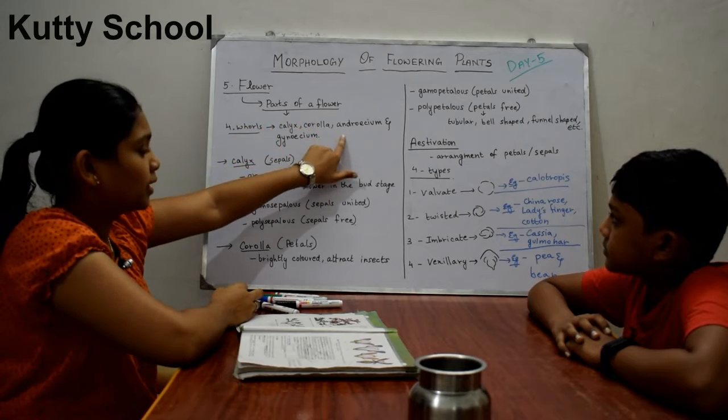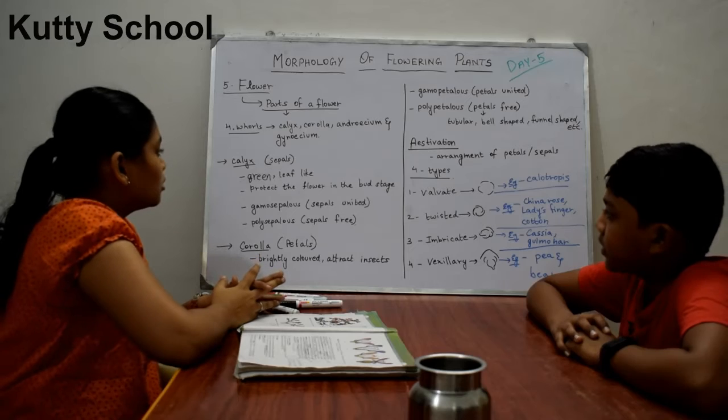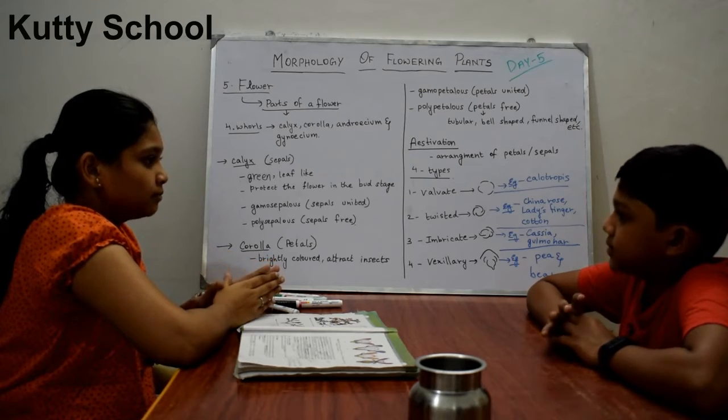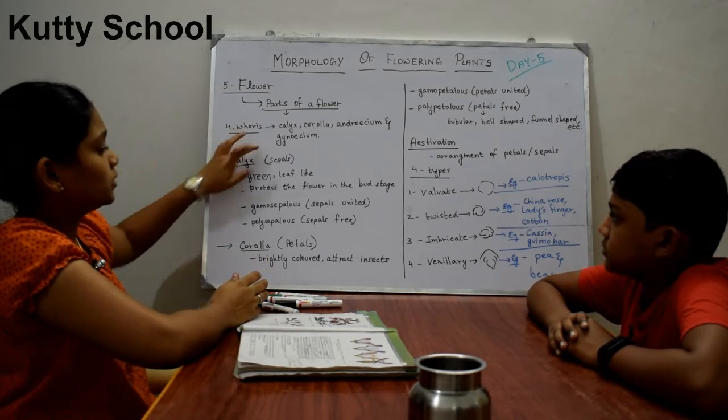So androecium is the male reproductive part, and gynoecium is the female reproductive part. Now we are going to discuss calyx and corolla. Calyx is also known as sepals.